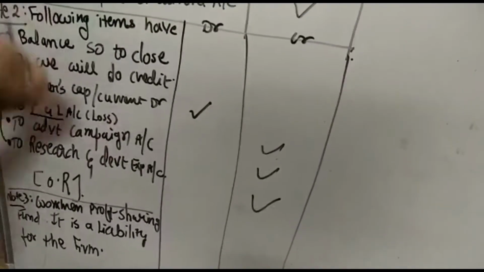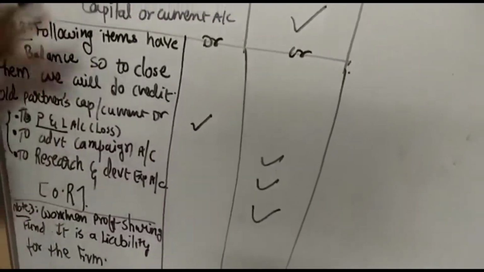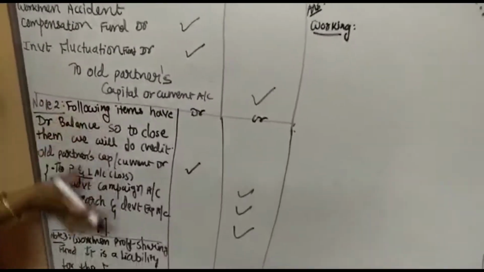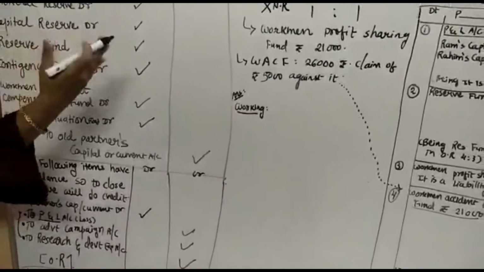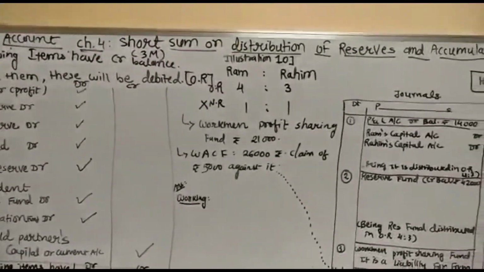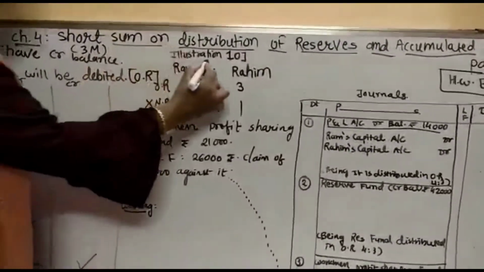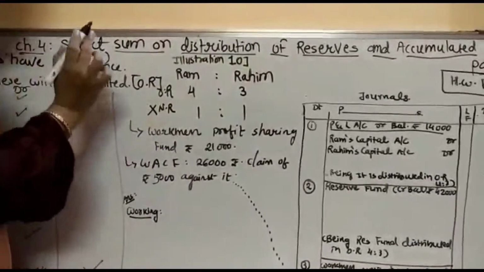Now, you have to write this two times in your notebook, and after writing this, after getting enough practice, we are going to solve the 3 marks sum of illustration 10 of the textbook. Let's start. Illustration 10, 3 mark sum.